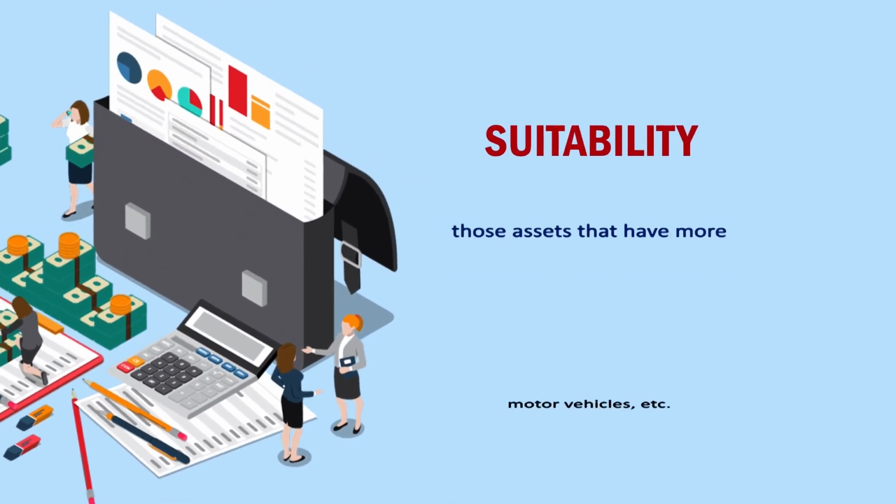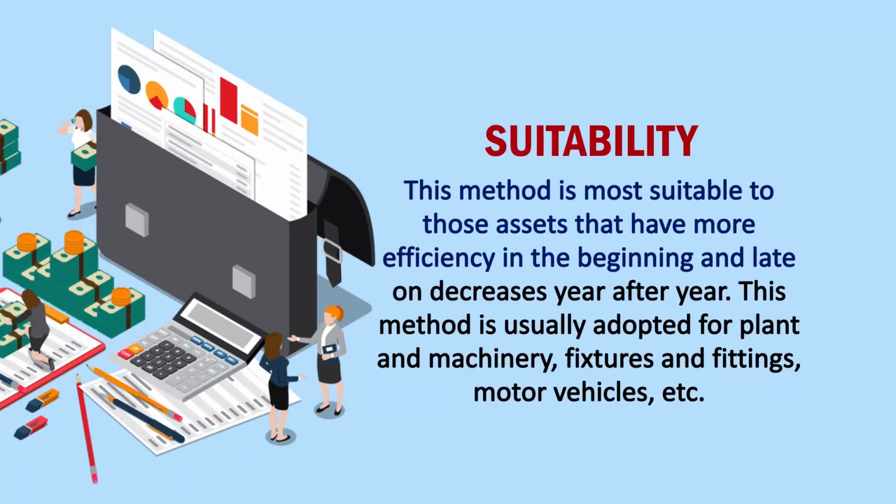Suitability. This method is most suitable for those assets that have more efficiency in the beginning and later decrease year after year. Of course, this method is most suitable particularly for those assets which are more efficient in the initial years and less efficient in the later years. This method is usually adopted for plant and machinery, fixtures and fittings, motor vehicles, etc.